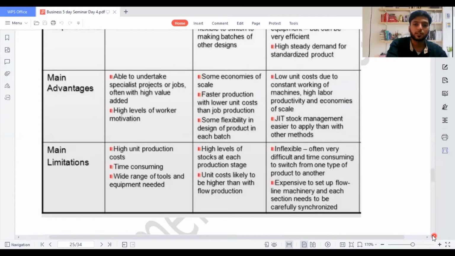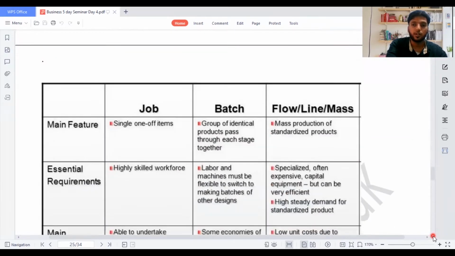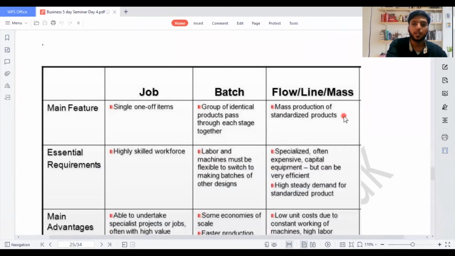High levels of stocks at each production stage. Unit cost likely to be higher than with flow production. When you compare to flow production, it's higher, but when compared to job production, it's lower. So we have the last one: flow, line, or mass production. Mass production of standardized goods. You produce one product for the entire market.